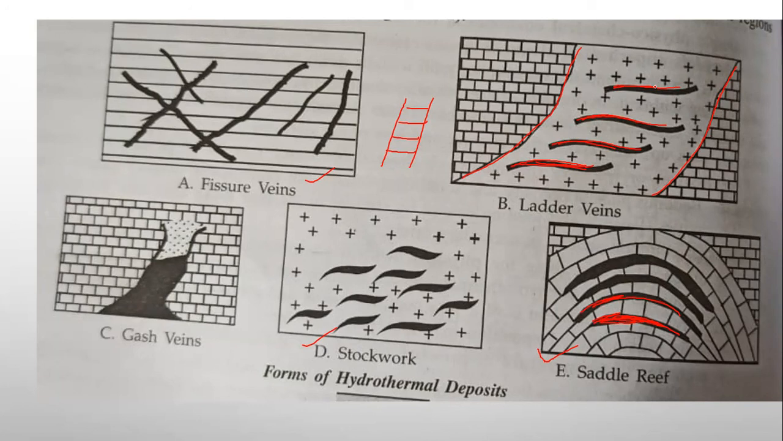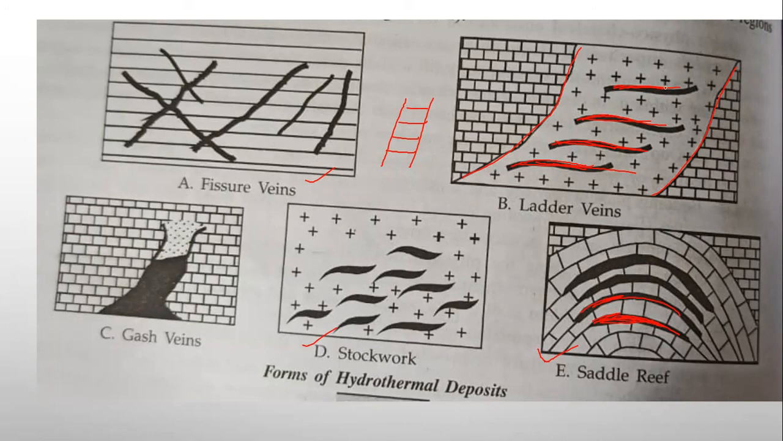And these are commonly found, as I told you, in dikes. They're short and transverse, roughly parallel to each other. Short and transverse means cross, and roughly parallel to each other. You can see it. Because of its appearance, it is called ladder veins. I hope you understood ladder veins as well.